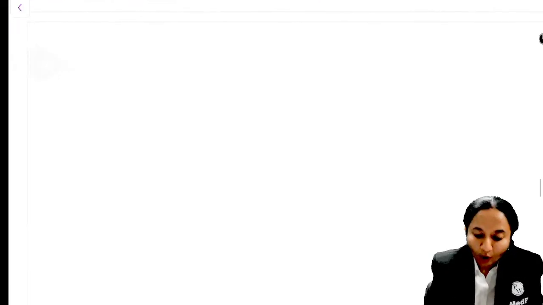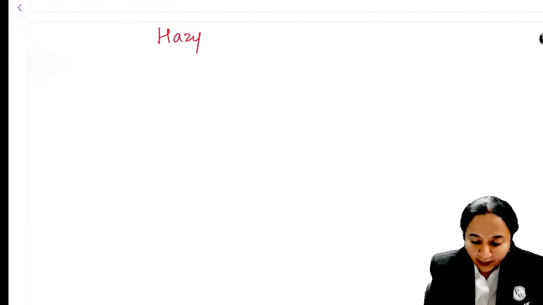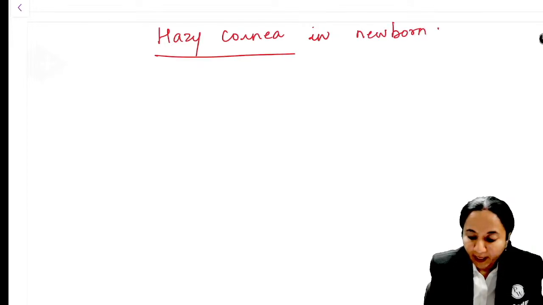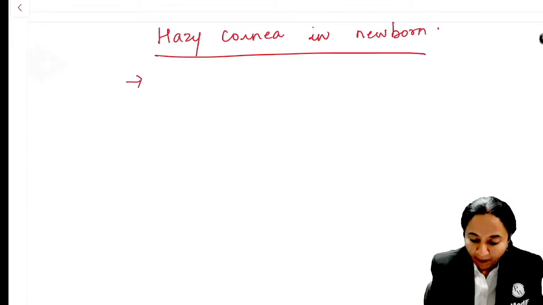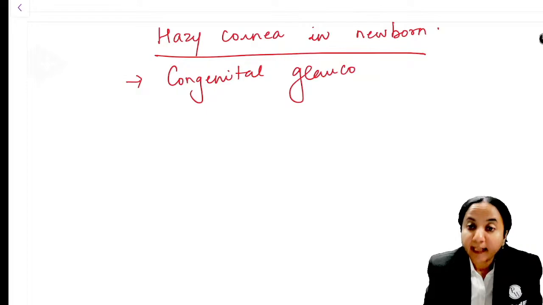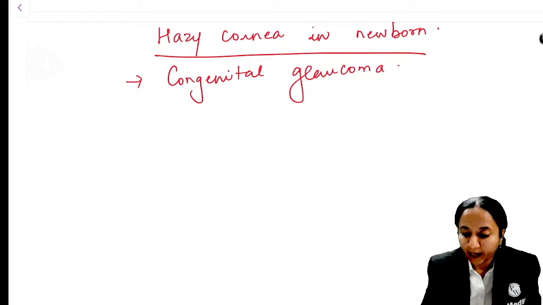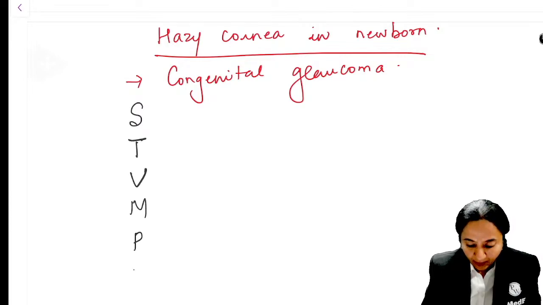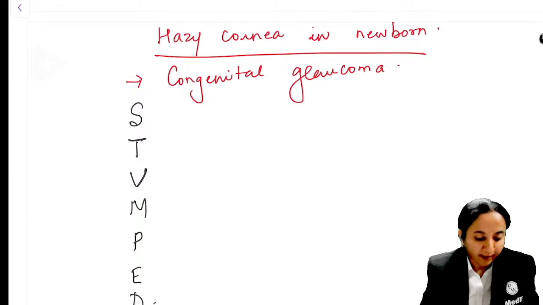That is, what are the causes of hazy cornea in a newborn? One we have just read, that is congenital glaucoma. The other causes of hazy cornea in a newborn, we remember by this mnemonic, STUMPED.